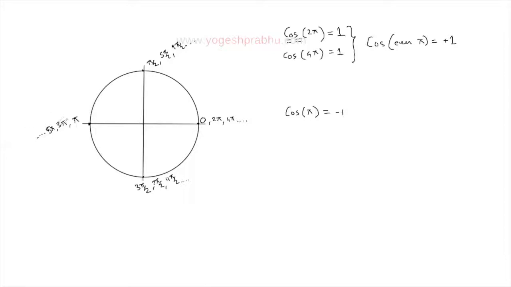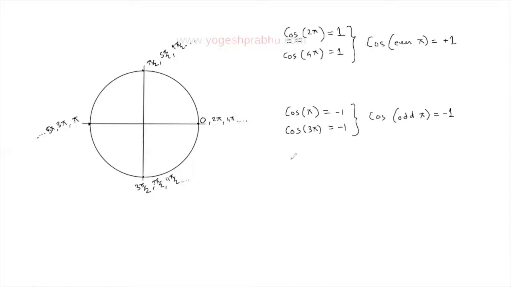I hope you already got that cos of 3 pi will also be minus 1 here. Okay, that is also minus 1. Cos of 5 pi is also minus 1. So from here, I'll write down a conclusion that cos of odd pi is going to be minus 1. Okay, now that's the second one.